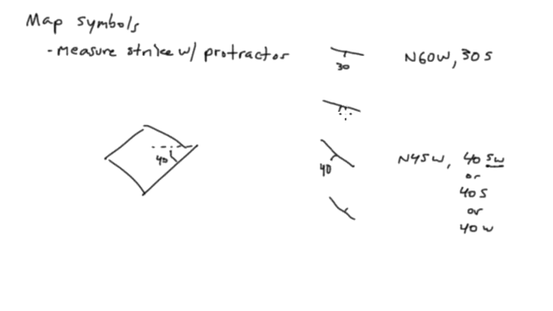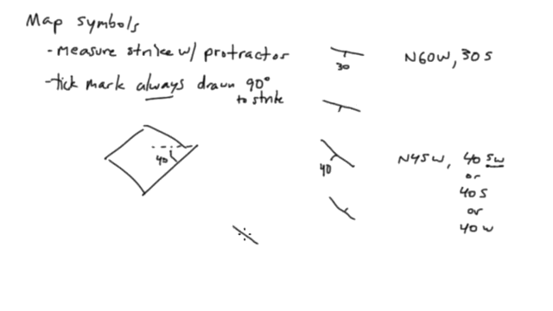So a couple other notes. The tick mark for the dip is always drawn 90 degrees to strike. So the angle between the tick and the strike is always 90. I never want to see a mark like that. There's no such thing. Bad.